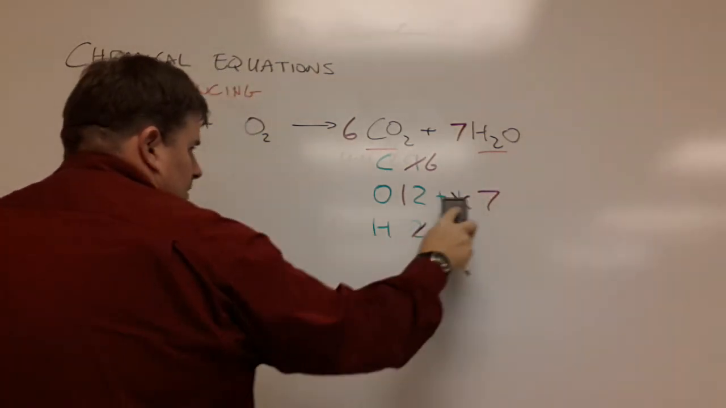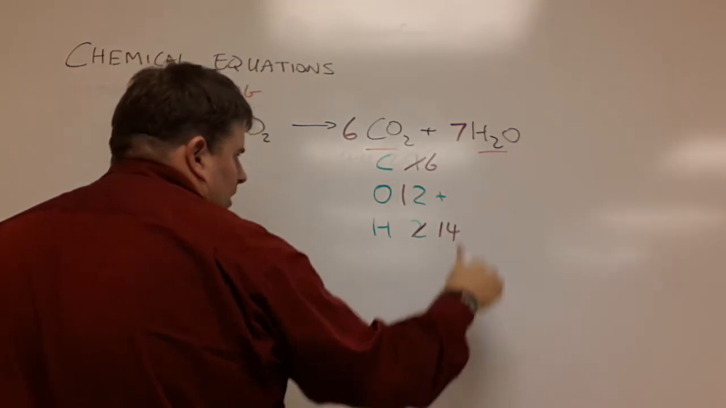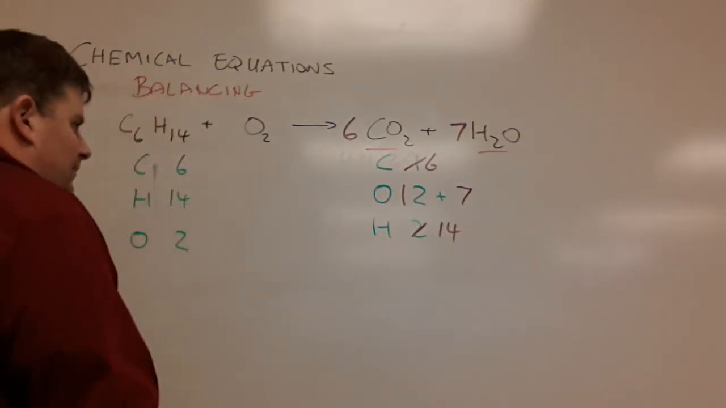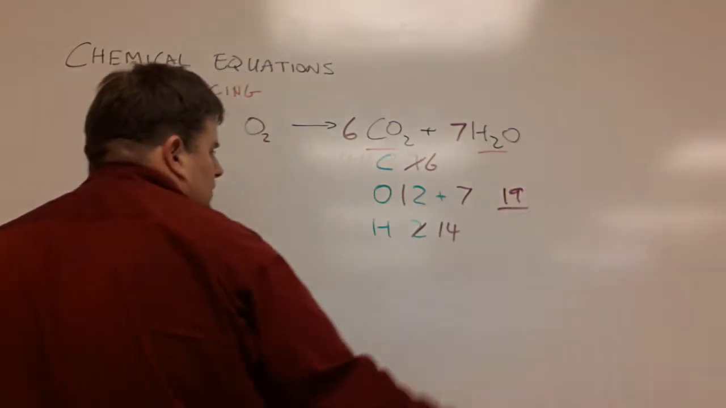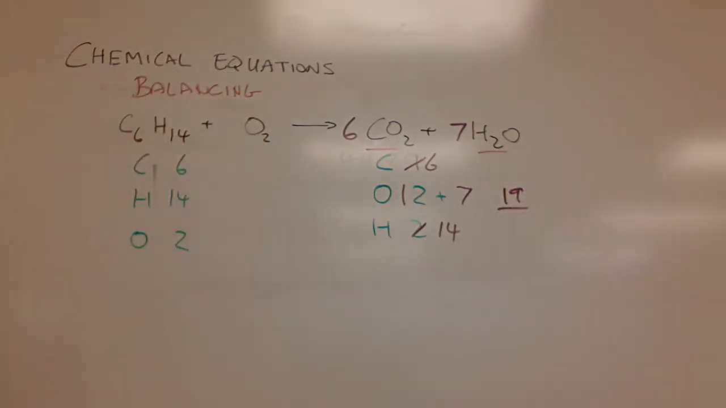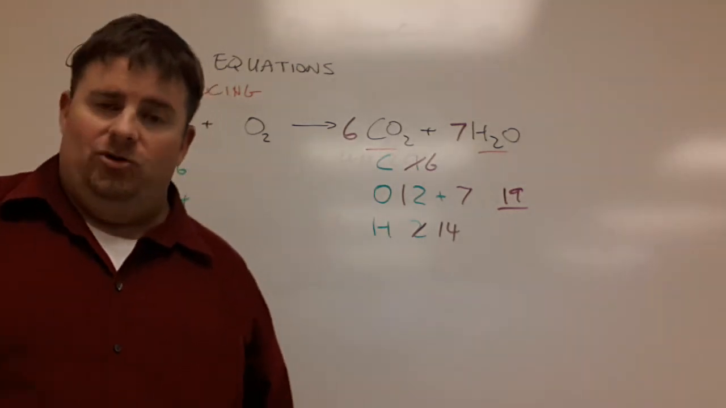So 7. Okay? So now I've got 14 hydrogens here, and I've got 7. Let me change that. Let me just erase it for here. And I've got 7 oxygens. Okay? Total number of oxygens that I have in this system is 19. Okay, how do you make O2 into 19? Question is, you don't, right? We're looking for whole numbers.